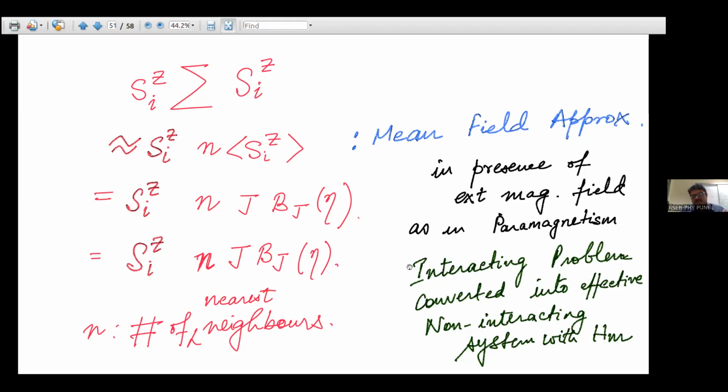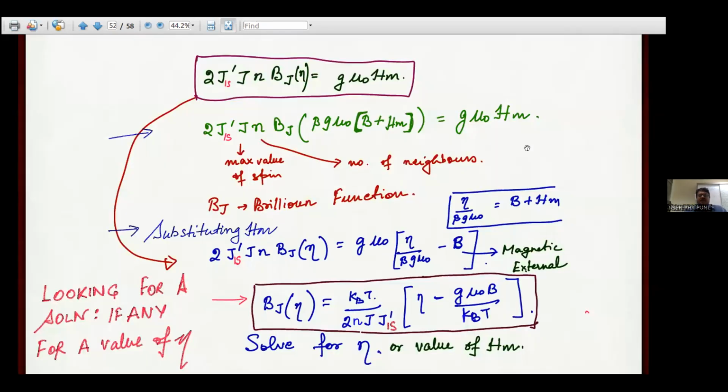Yeah, and the basic message is, by going from here to here, you have converted an interacting problem into an effective non-interacting system with the mean field of HM. So that's what has been done. And this is the mean field approximation, the Weiss field. It's called the molecular field as well. Going ahead, so that was the background.